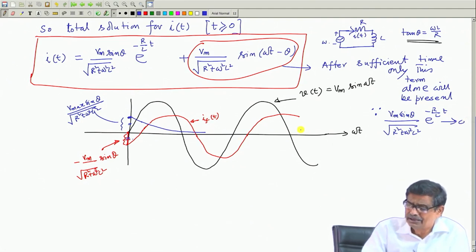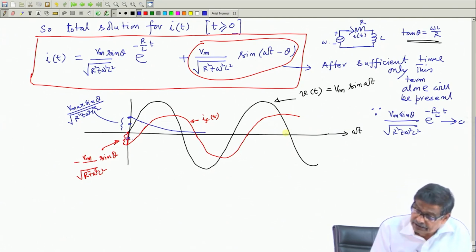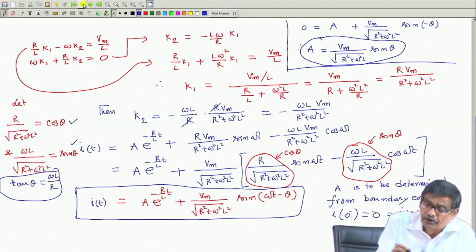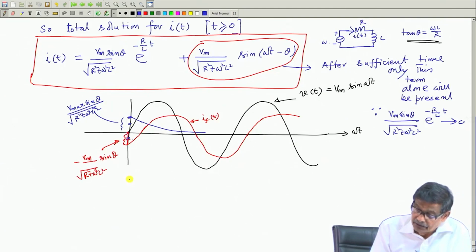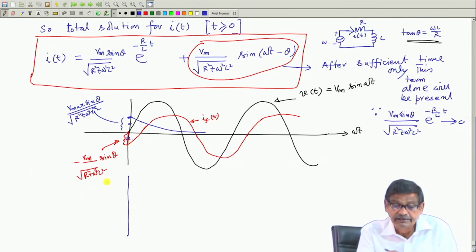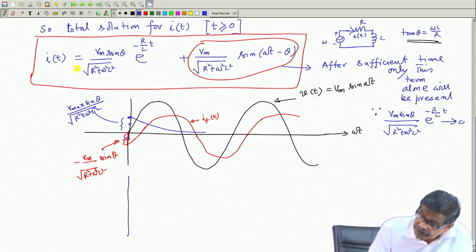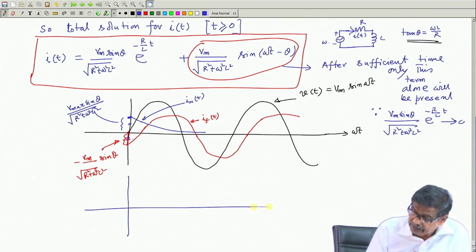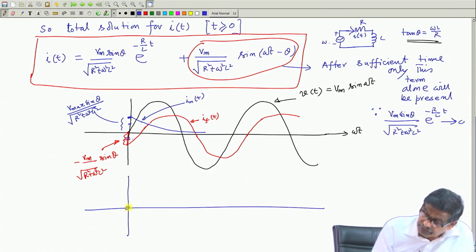After 1, 2 or maybe 3, 4 cycles, it will be only black and red curve present. Of course, initially this current waveform, if you try to draw the resultant current below. So, this I will write I f, and this blue one is natural response I n t. So, the total current will be sum of this, and it has to start from 0, and then this plus this, this plus this, this plus this.